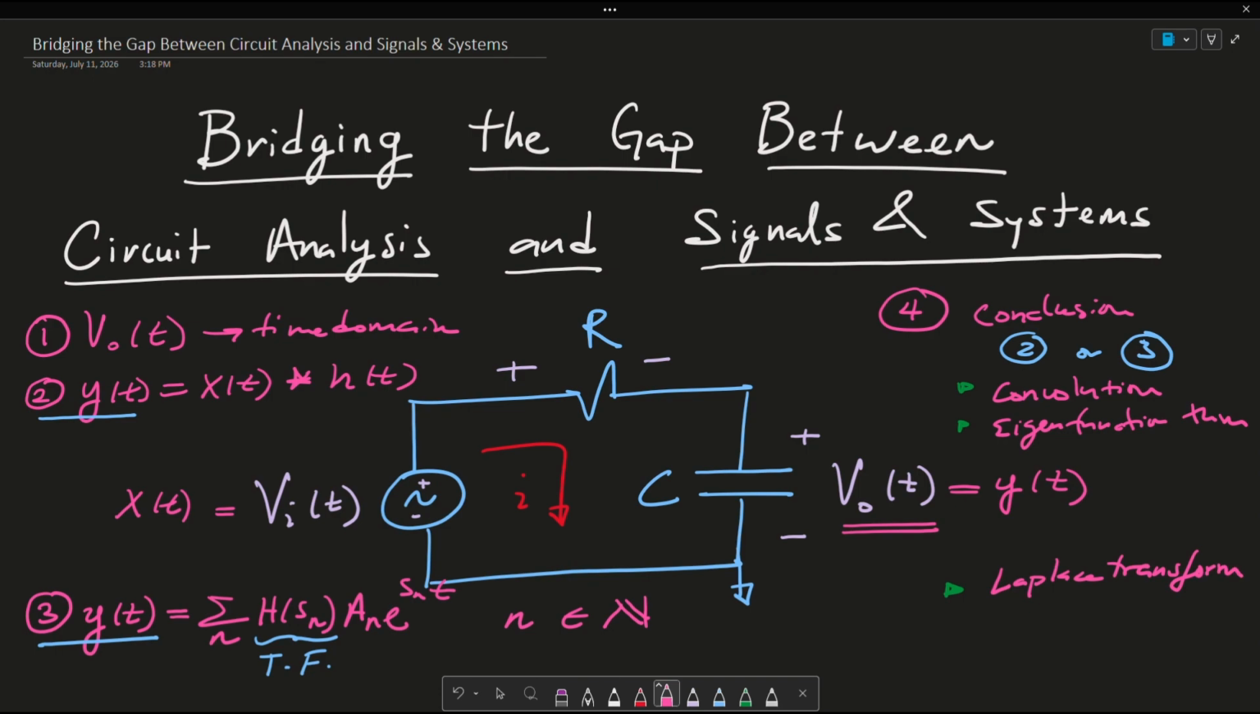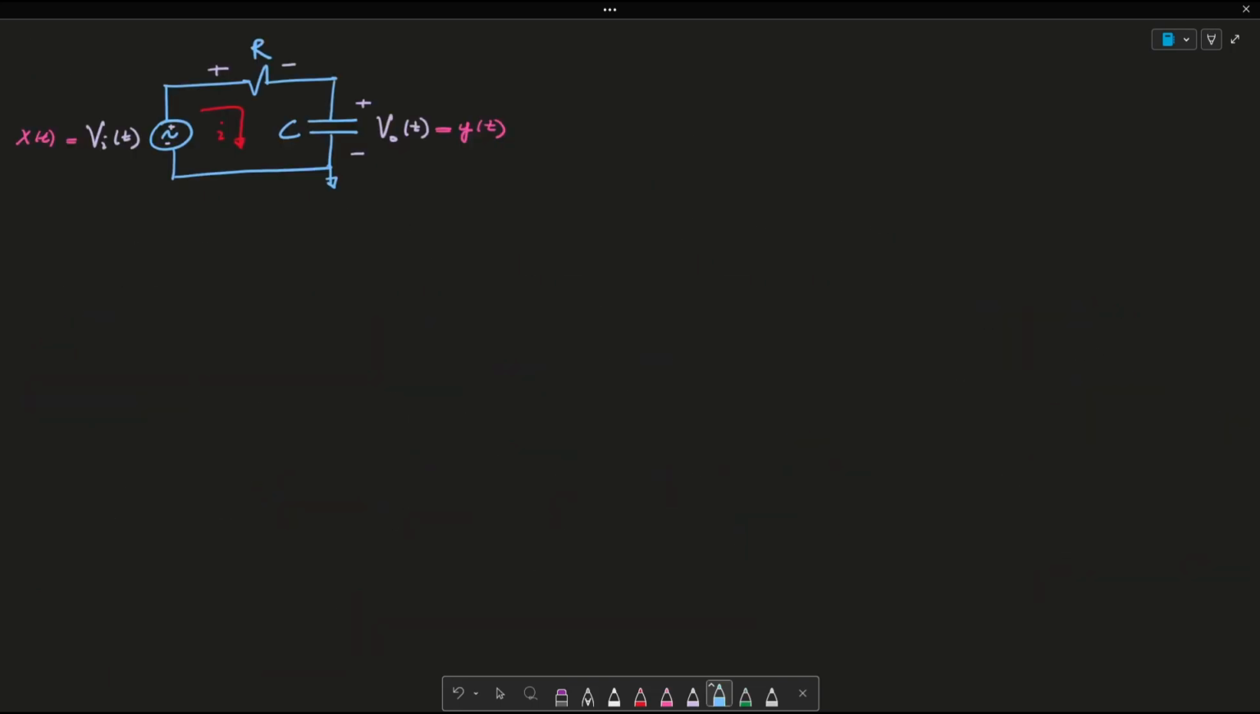Okay, so I hope these 4 goals, which I have displayed on the screen, allow us to see the path we want to take in this video. So let's go ahead and dive into it by first solving for this v out of t in the time domain. Okay, so now let's go ahead and solve for this v out of t.